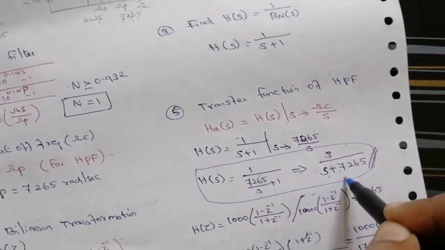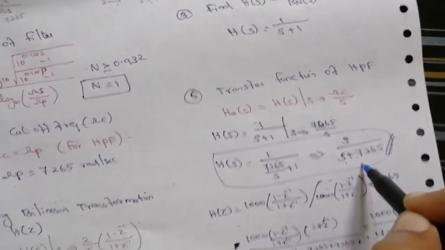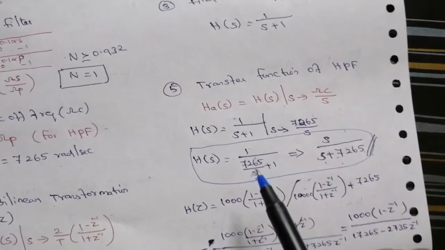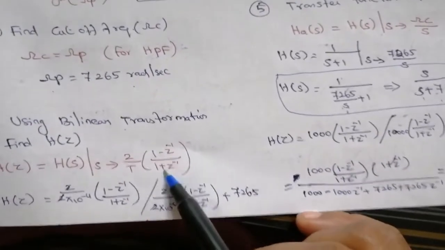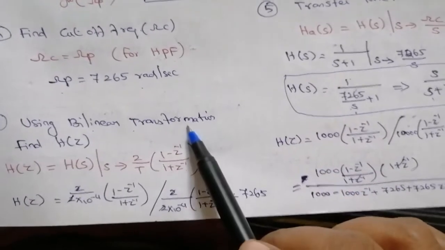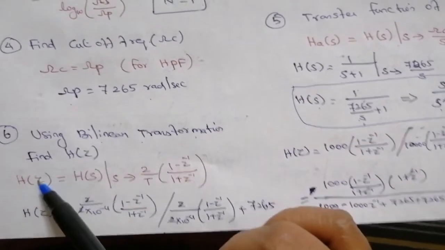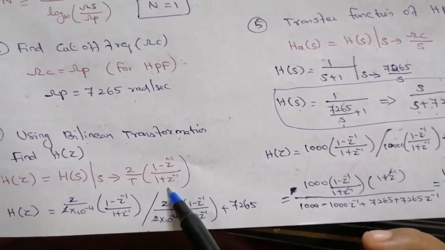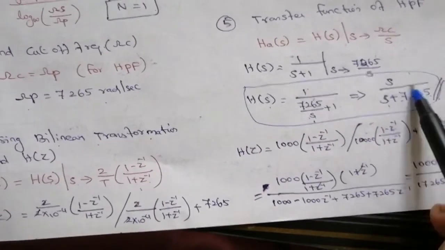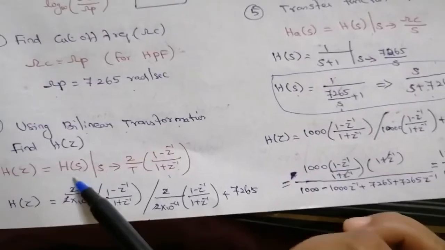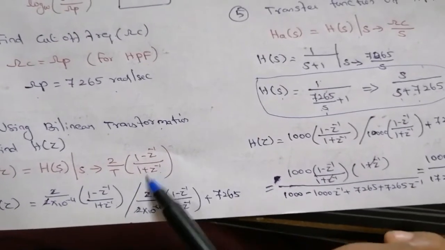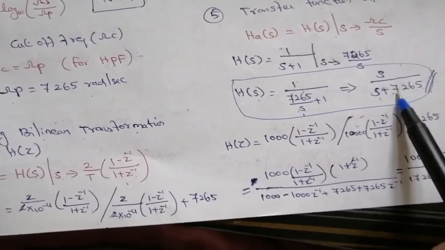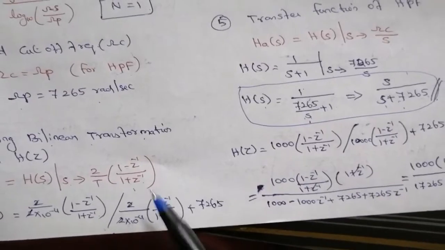But our question is a digital filter using the bilinear method. As we know, in the bilinear method you simply substitute s equal to 2 by T into 1 minus z inverse divided by 1 plus z inverse. Using the bilinear transformation, H of s is converted to H of z. So in this H of s, substitute s equal to this term: 2 by T, 1 minus z inverse divided by 1 plus z inverse, divided by that plus 7265. Then simplification, these two cancel.